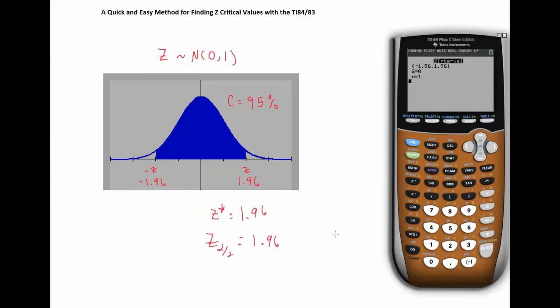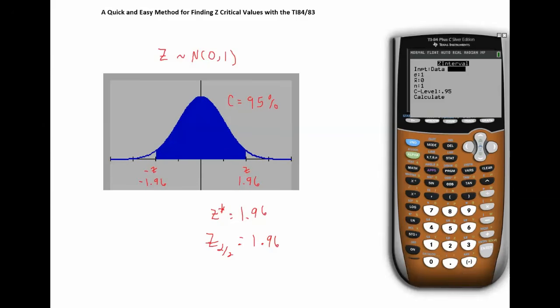So for any given percentage, if you need this critical value, you can simply use this technique by going to the Z interval and then indicating a mean of 0, standard deviation of 1, n equal to 1, and then just put in whatever confidence level you need.